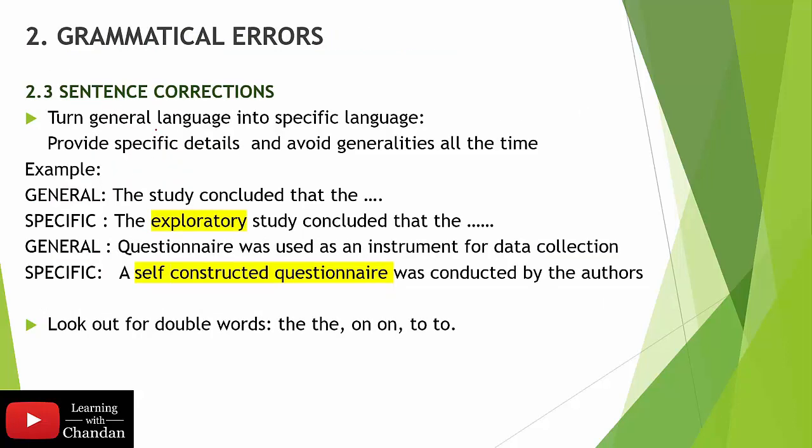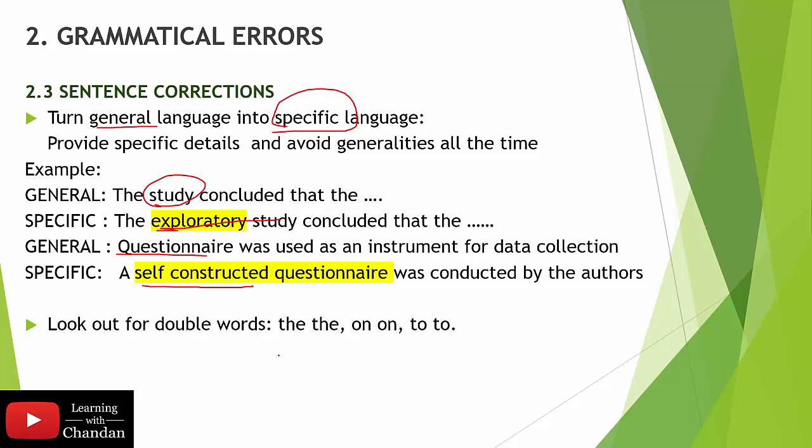Also, while proofreading our sentences, we should check whether the language is too general, because that is not recommended. We should turn the language into specific sentences. For example, in place of just study, we can write the type or nature of the study. In place of simply mentioning the questionnaire, we can also mention the nature and type of the instrument, like this.